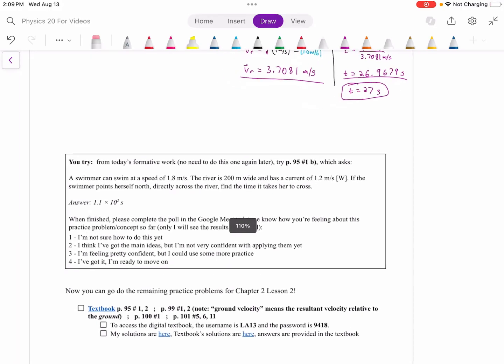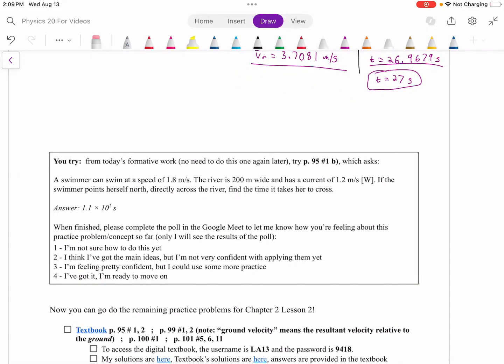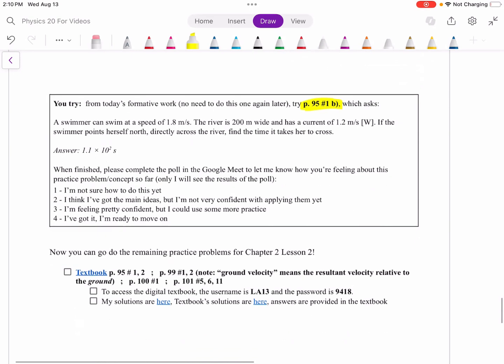You are now all good to complete the rest of the practice problems that are assigned. A good place to start, though, remember earlier that one you did? You can now do part B of that one, which just brings in another layer where you're going to use both vectors to figure out the time it takes to cross. So once you're done that, you can work on the rest of the remaining practice problems there.